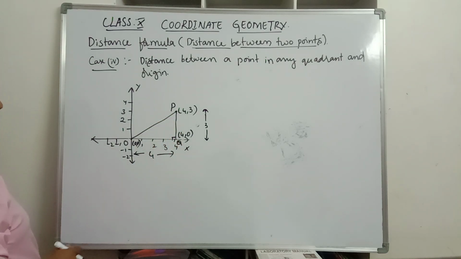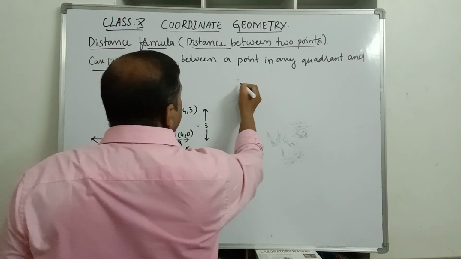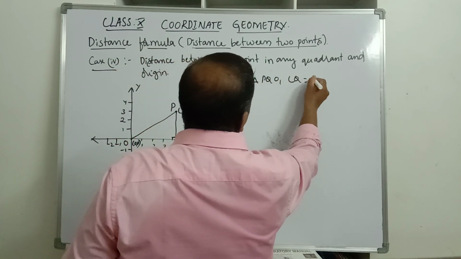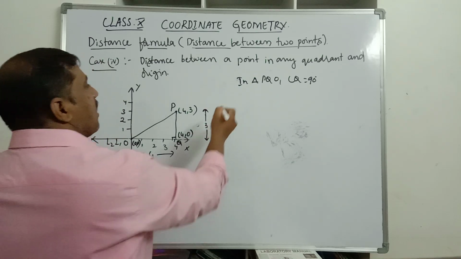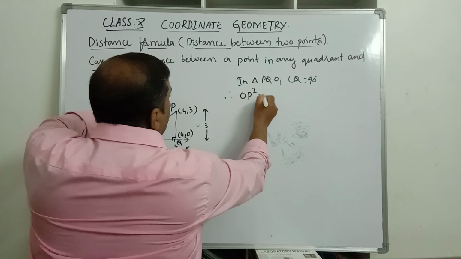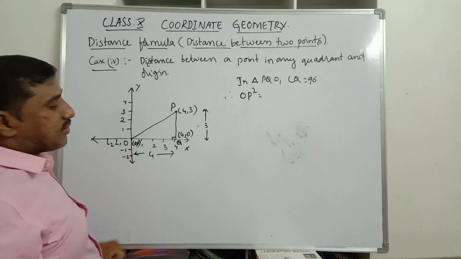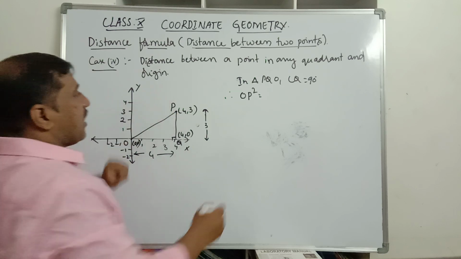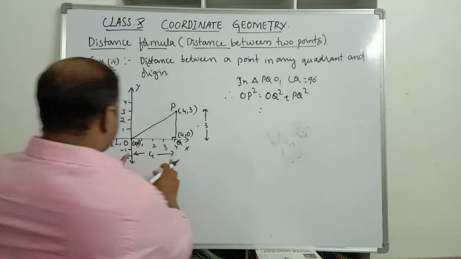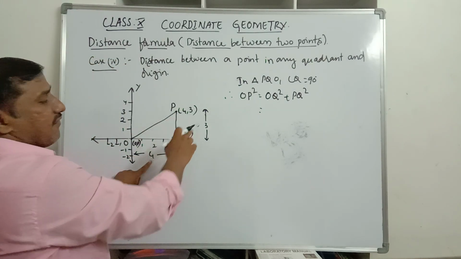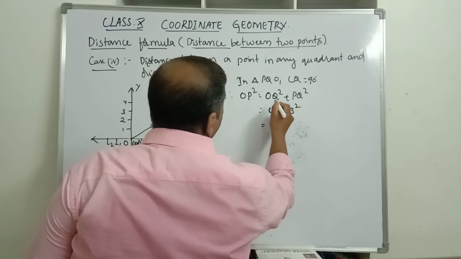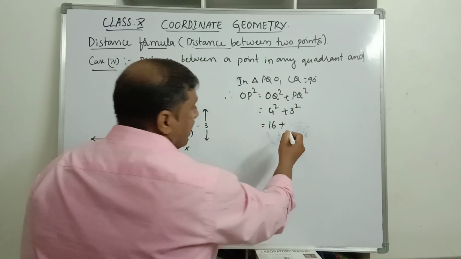Now we need to find OP. So for that, use the Pythagoras theorem. In triangle PQO, angle Q is equal to 90 degrees. Therefore, by using the Pythagoras theorem, the square of the hypotenuse, that is OP square, is equal to the sum of the squares of the other two sides, that is OQ square plus PQ square. OQ is equal to 4 units and PQ is 3 units. Therefore, it is 4 square plus 3 square, which is equal to 16 plus 9.